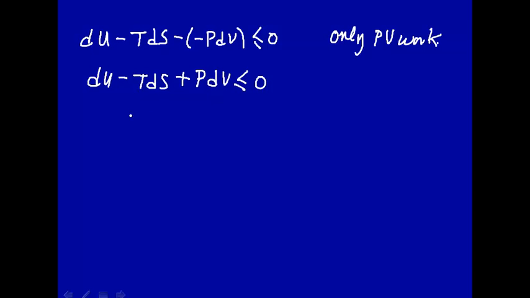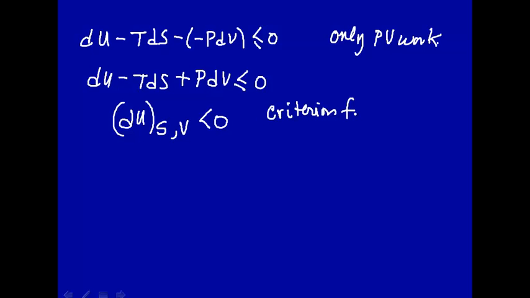Now we're going to say, all right, dU at constant S, so dS is 0, and at constant V, dV is 0, is less than 0. So this, or less than or equal to 0, but let's make it a real process, so less than 0. And again, this is the internal energy, the energy of the system. This is a criterion for spontaneity, for constant entropy and constant volume.